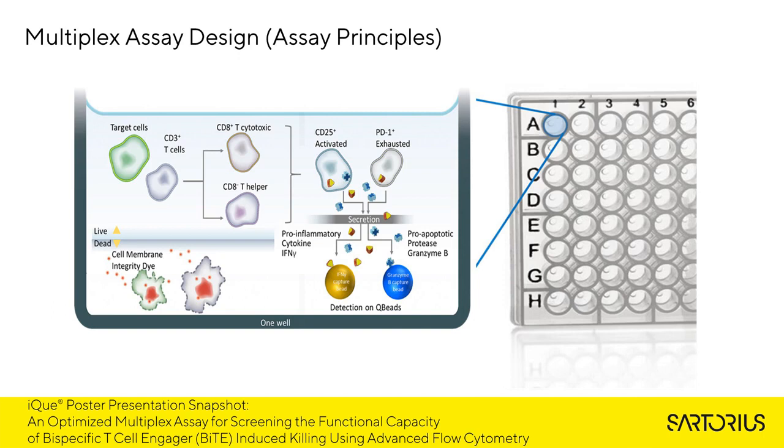And lastly, secretion of interferon gamma and granzyme B is measured to demonstrate the inflammation and killing.